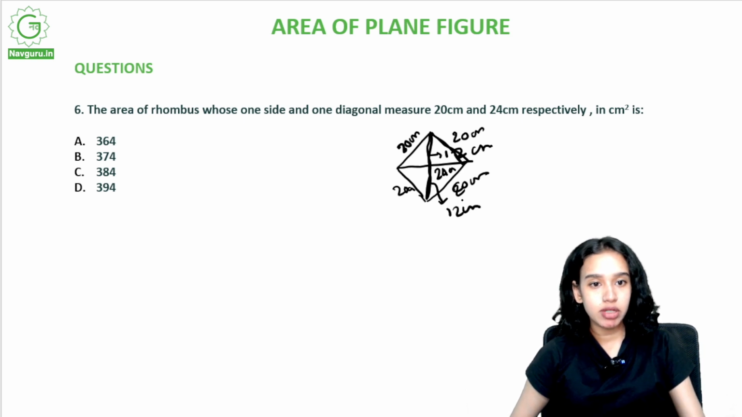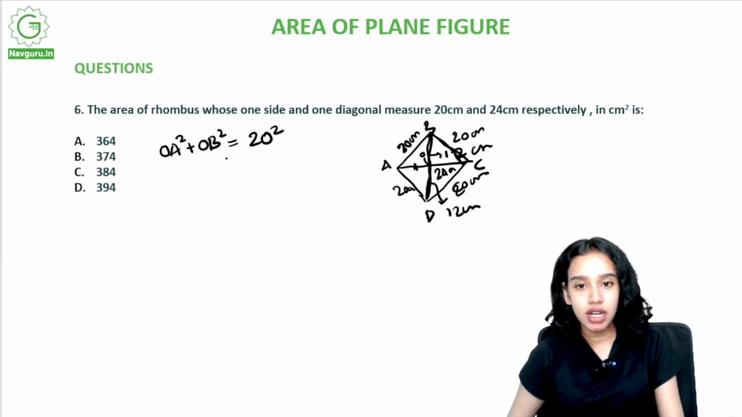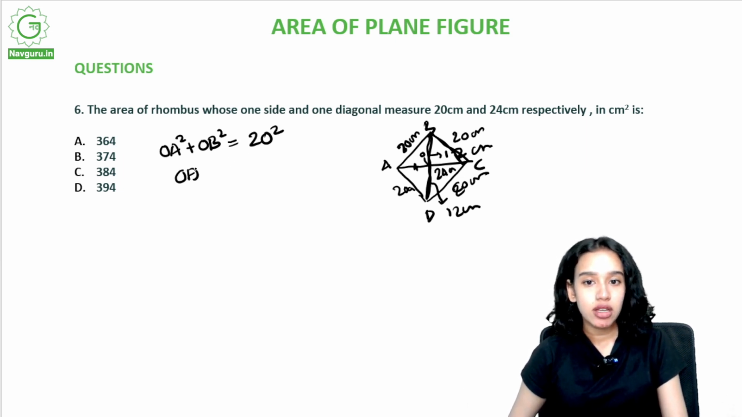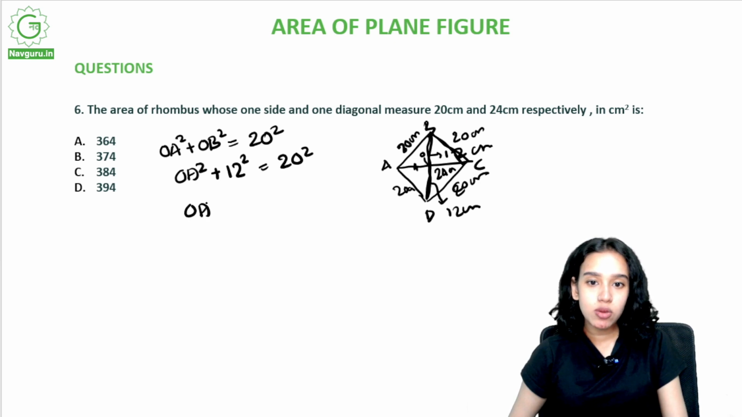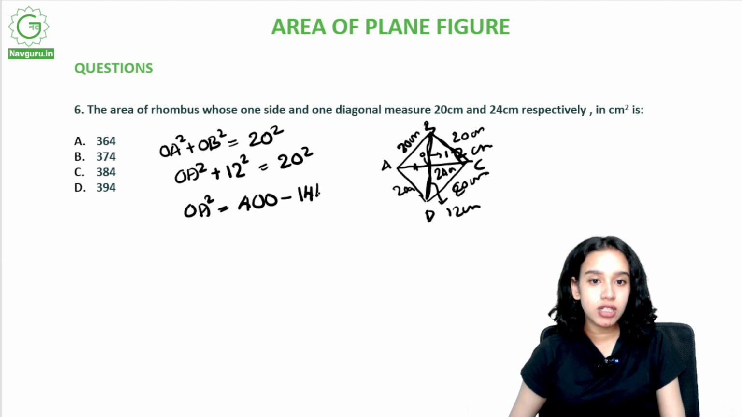This would also be 12 centimeters. Now we could find this length. Let's say this is A, B, C and D and the meeting point, let's call it O. So what is the length of OA? According to Pythagoras theorem, OA square plus OB square is equal to 20 square, or hypotenuse square, which is AB square. We don't know the value of OA square, but OB square is equal to 12 square and this would be 20 square. Now OA square would be equal to 20 square, which is 400, minus 12 square, which is 144.